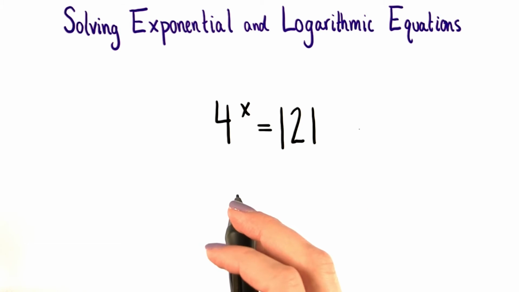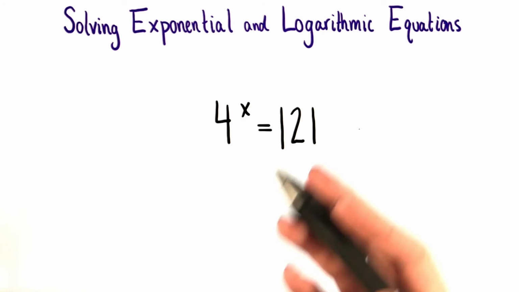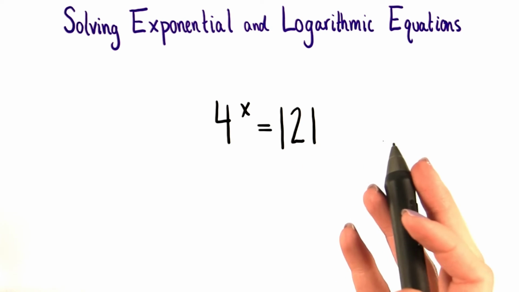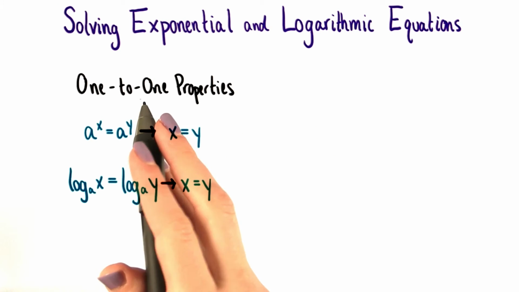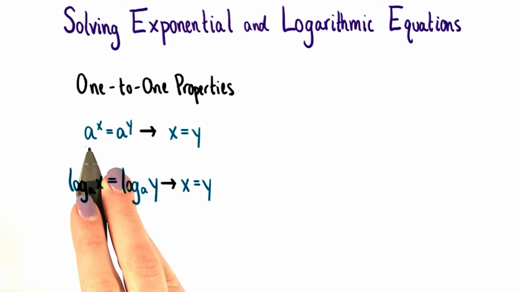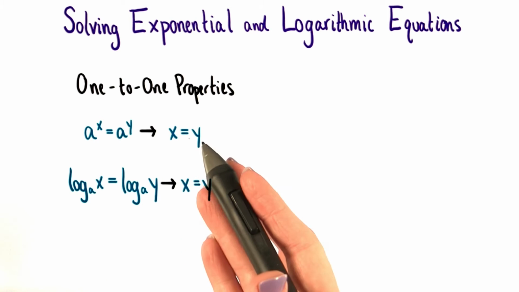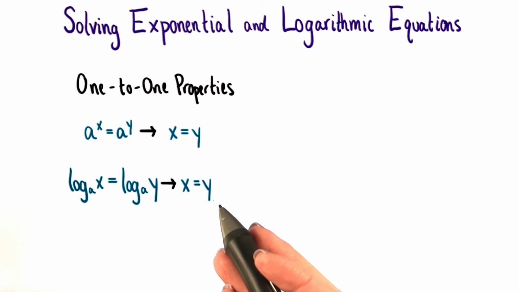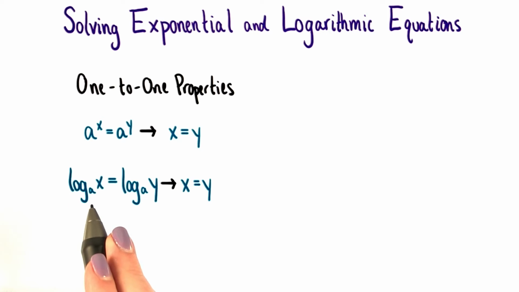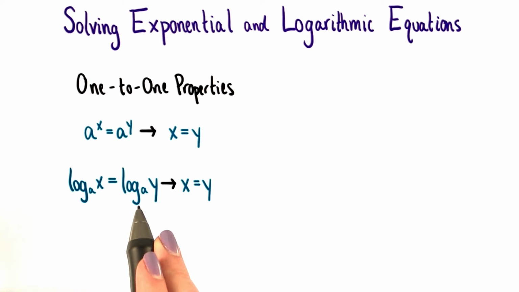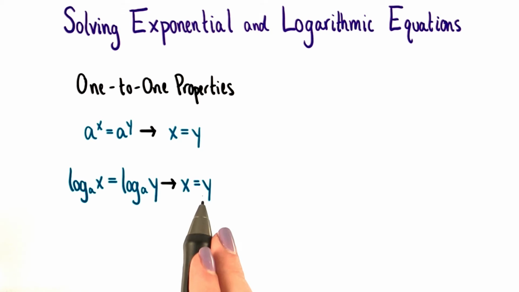So I think we need to go back to our knowledge of properties. In particular, properties of exponents and logs. We have some one-to-one properties. There's this one that we just talked about. If we know that a to the x equals a to the y, then we also know that x equals y. And similarly, we have this second one. If we know that log base a of x is equal to log base a of y, then we also know that x equals y.